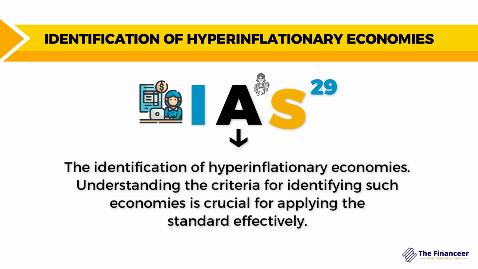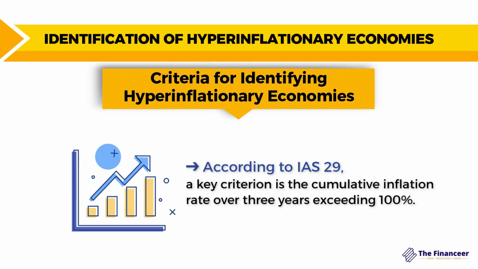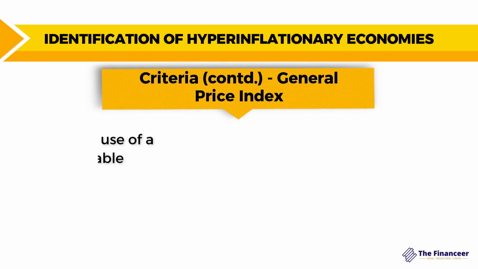So what are the criteria for identifying any economy as being hyperinflationary? According to IAS number 29, a key criterion is that the cumulative inflation rate over 3 years exceeds 100%. This indicates a persistent and extreme increase in prices, making it challenging for entities to maintain stable financial reporting. So based on what are we going to say that the inflation rate exceeds 100% over 3 years?